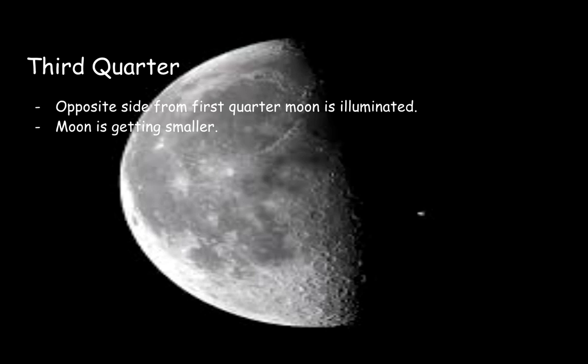Next is a third quarter moon. In this phase, the other half of the moon is illuminated.